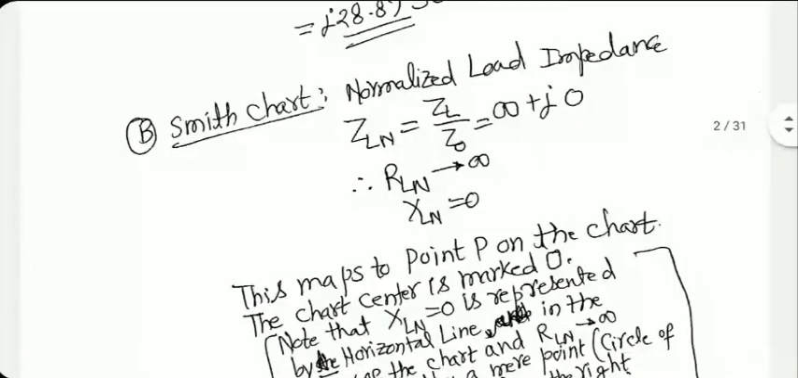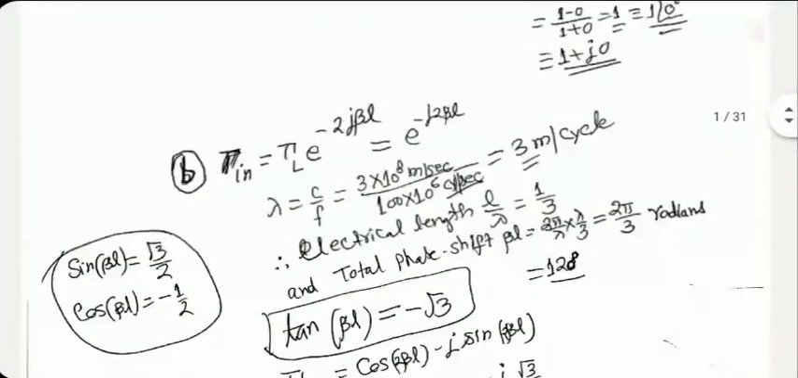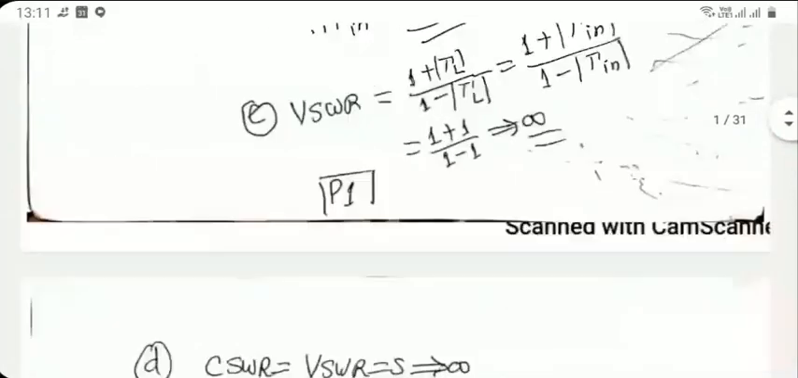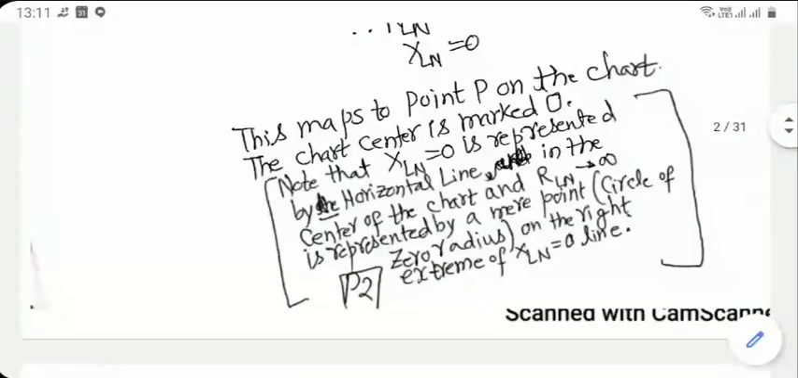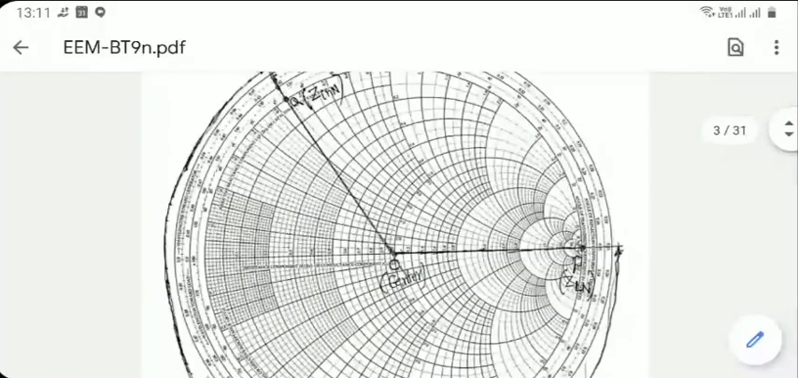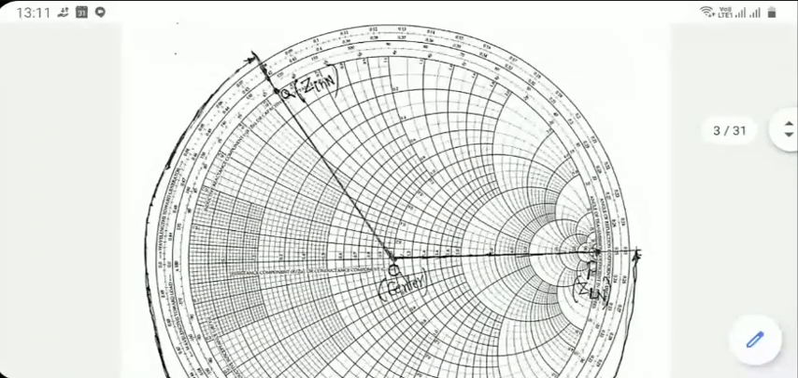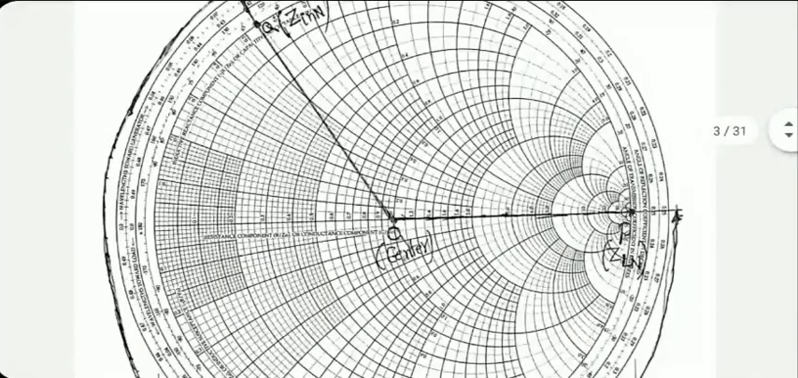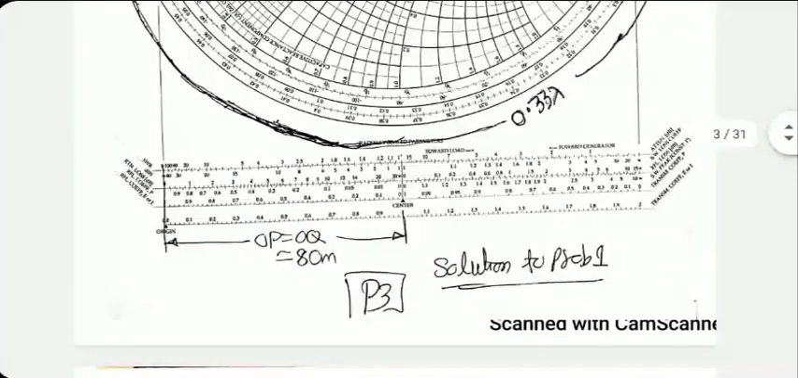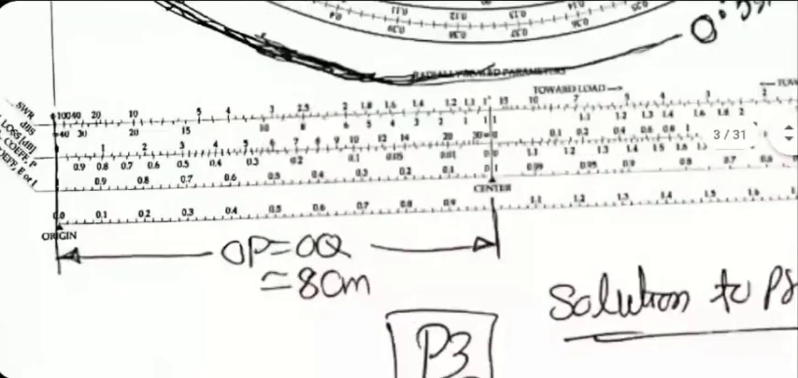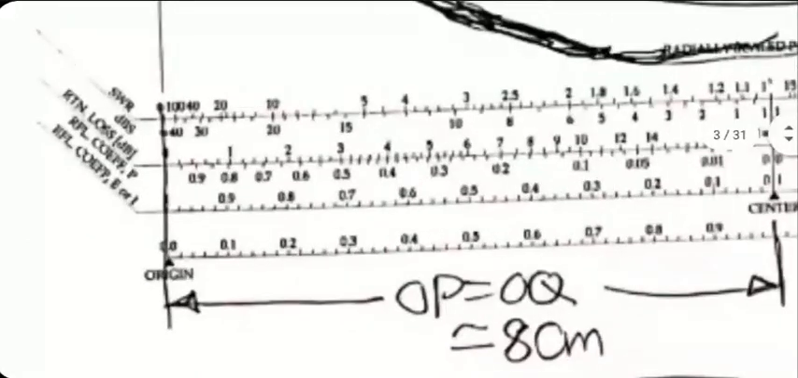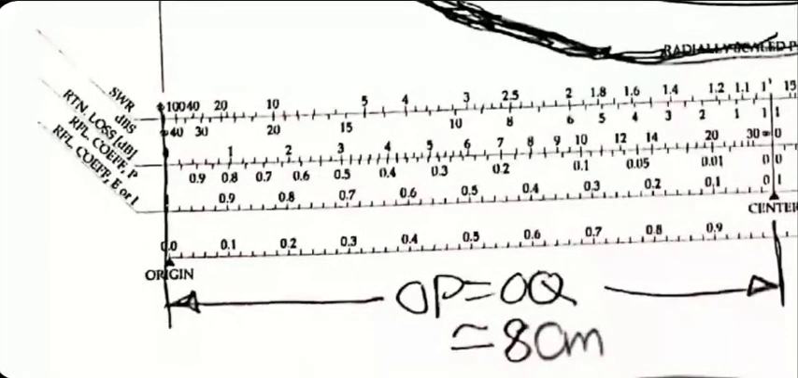Now, reflection coefficient at the load end, it will have, in theory at least, both magnitude and phase, right? How do you read the magnitude? You take this length OP and go down to one of the scales at the bottom. Look at reflection coefficient E or I. Don't look at reflection coefficient P. That is power reflection coefficient. We are not worried about it.